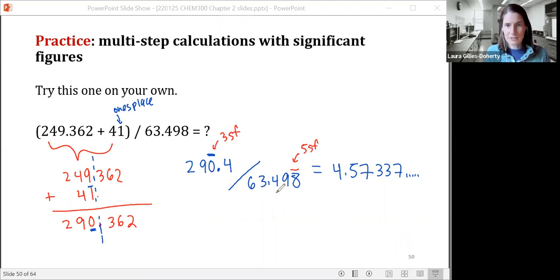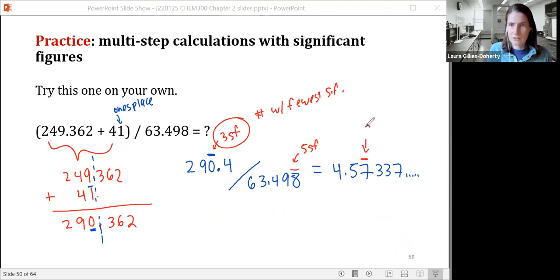And so this last step is division. So my final answer needs to be rounded to the number with the fewest sig figs. So it's going to also have 3 sig figs. So when we round it to 3 sig figs, we get 4.57.